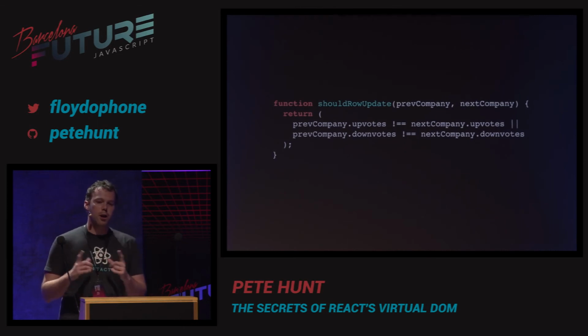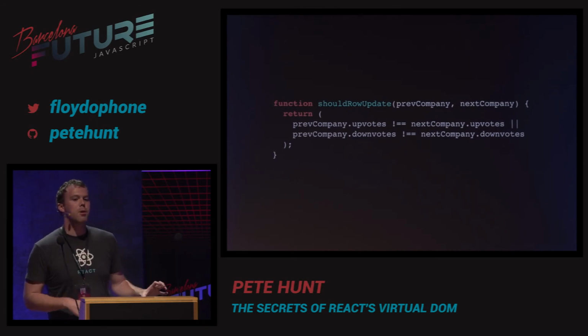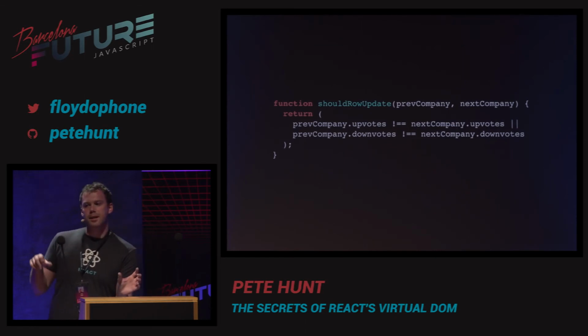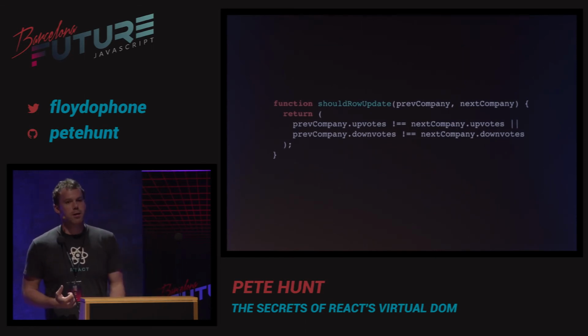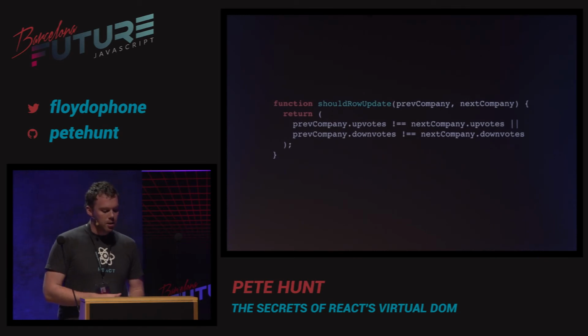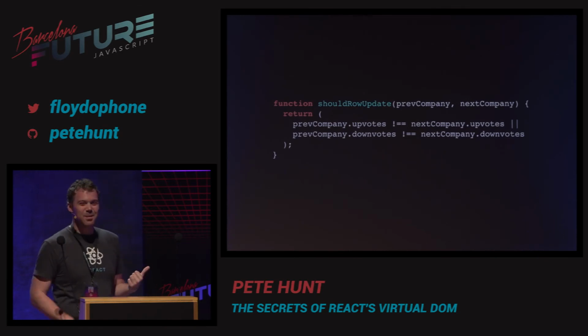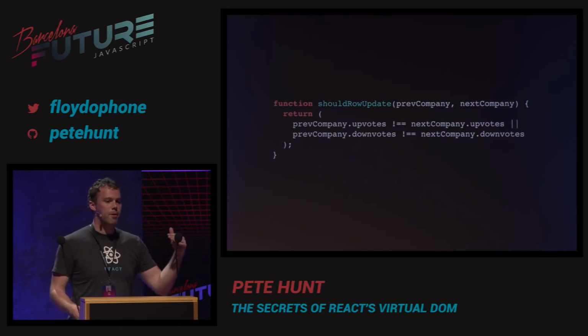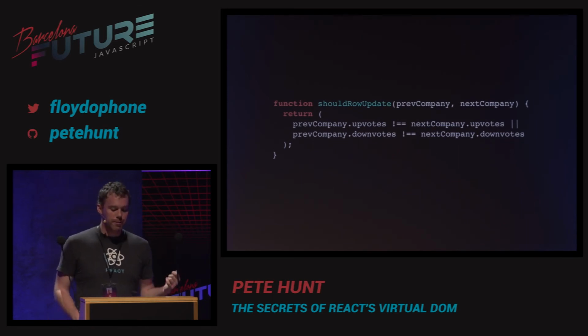With React, we provide a hook that says, hey, memoize this component. And it's implemented as a function that takes the previous version of the data, the next version of the data, and it returns whether it should update or not. So if we add these 6 lines of code to our application, all it does is say, hey, if the upvotes or the downvotes have changed, update.